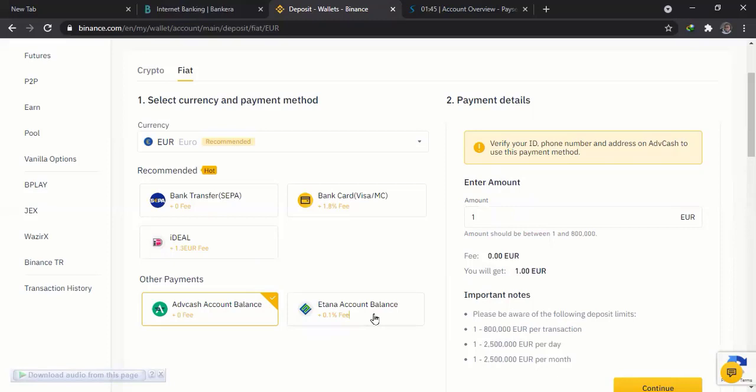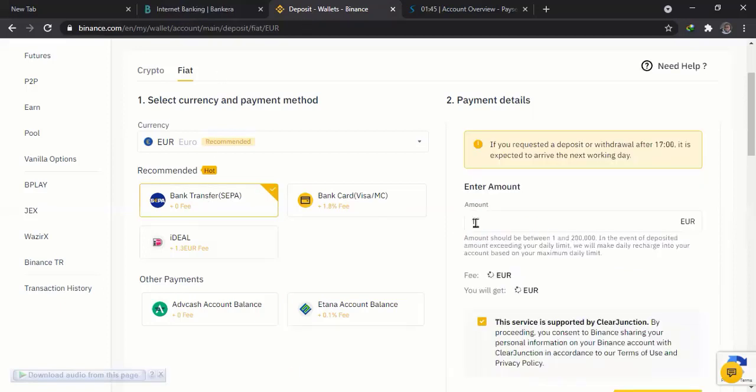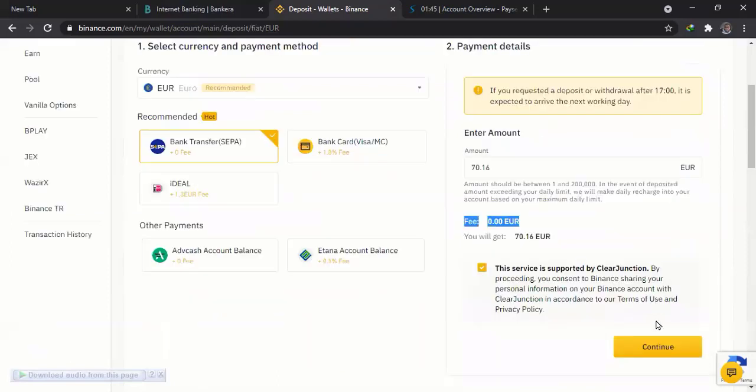The next method is the Etana account balance. This one has a 0.1% fee. The minimum you can deposit is 10. The maximum is 200,000. So I'm going to use a bank transfer SEPA. The amount I'm depositing is 70.16 euros. Once I've put in the amount, 70.16 euros, you see here that the fee is 0.00. You need to scroll down and click on continue.